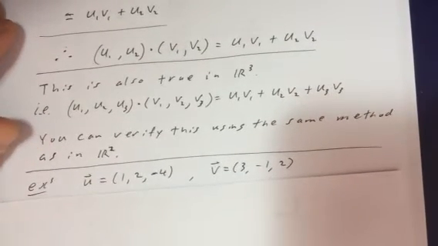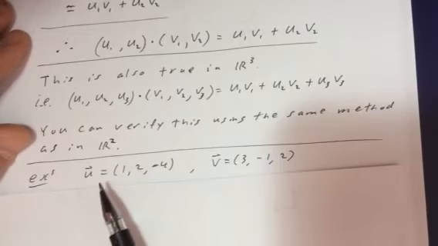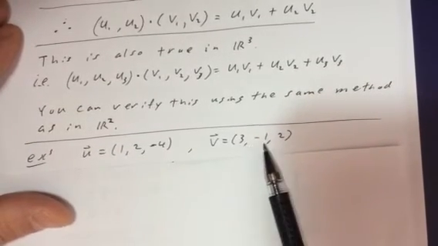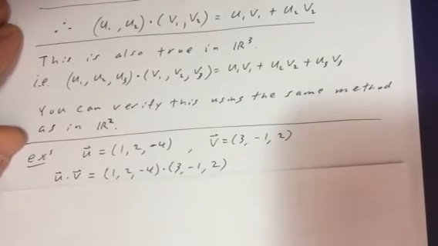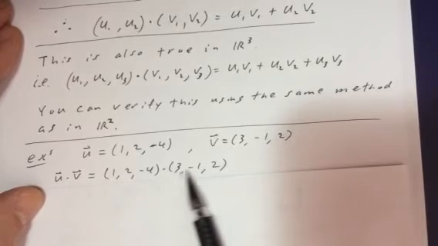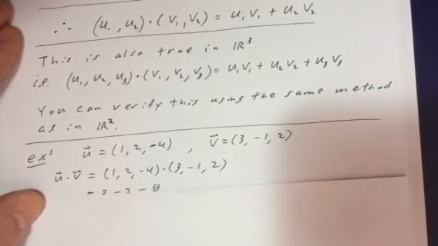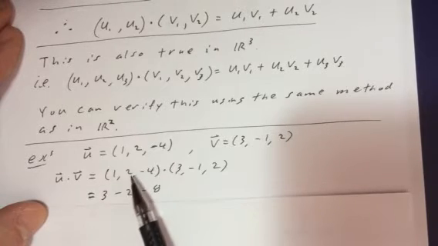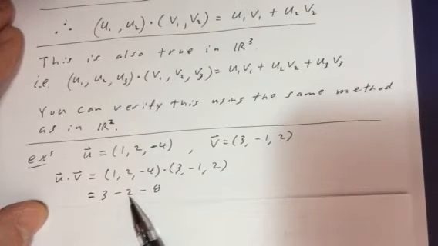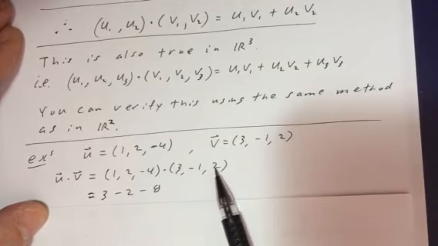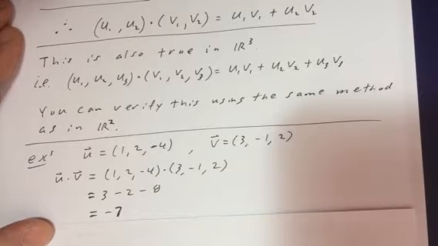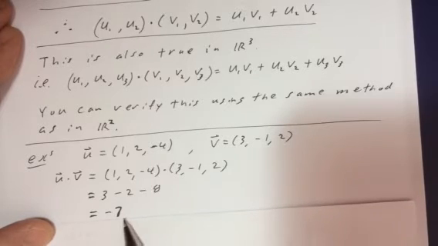Okay. Here's an example. Let u equal (1, 2, -4), v equal (3, -1, 2). Let's look at their dot product. Well, u dot v, we write them out in coordinates, and then we just multiply them. 1 times 3 is 3. 2 times negative 1 is negative 2. Negative 4 times 2 is negative 8. And you get negative 7 when you add that all together.